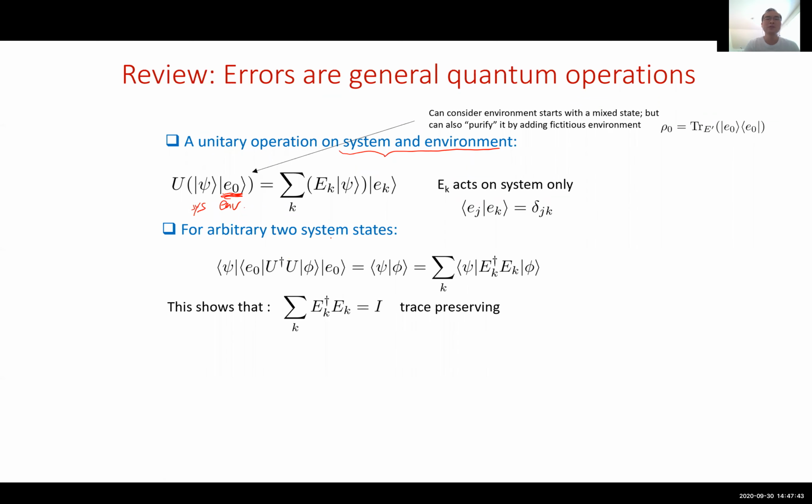If we consider the overlap, it should be preserved under the unitary evolution. And if I insert the decomposition of identity on the environment part, right? So this E_k is sort of taking this piece. I did not explicitly define E_k, but let me define it here.